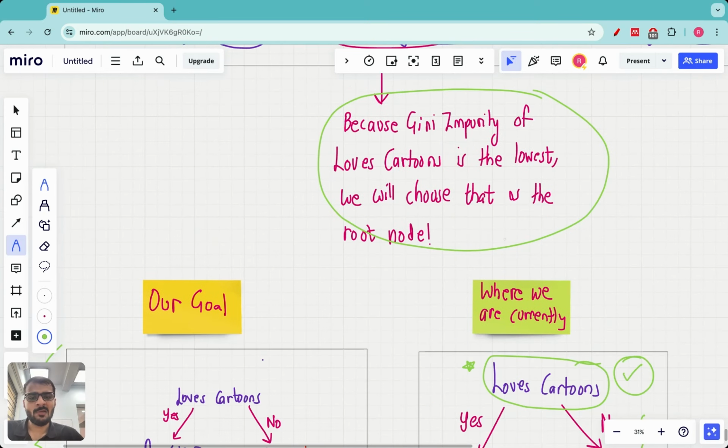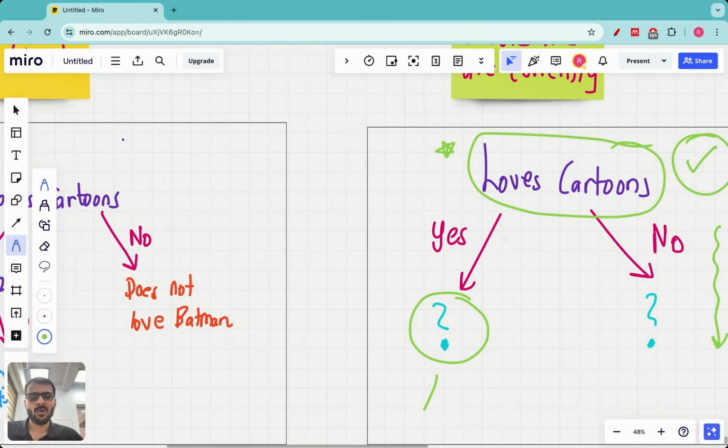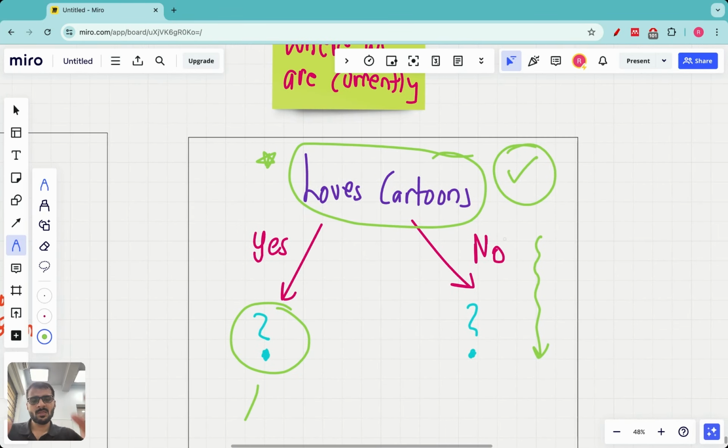So in the next lecture, we'll dive a bit deeper and look at further nodes of the tree, and we'll continue constructing the decision tree further.